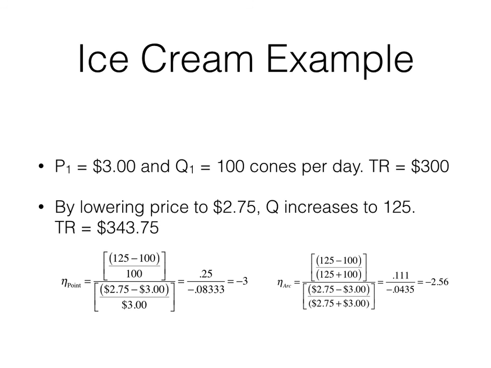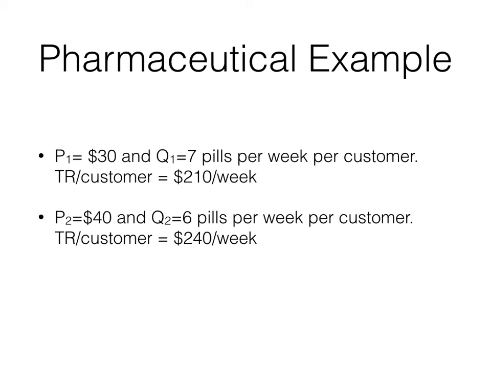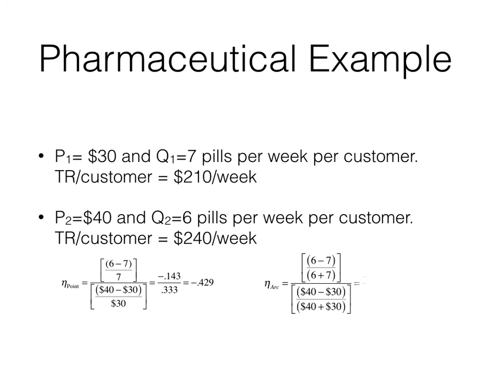Switching to the pharmaceutical example, let's say a price of 30 and a quantity of 7 pills per week, $210 per week. Raise the price to 40 and 6 pills per week, you end up with $240 per week. The elasticity of demand is -0.42, which is inelastic in demand, whereas using the arc price elasticity, it's -0.539. That concludes the videos on demand.